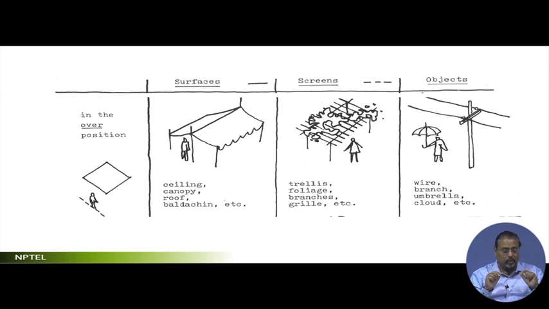Now, the situation is that when I am planning, what am I going to do? I am going to combine all these things together. In the landscape, what happens is that you enter a space very wide.